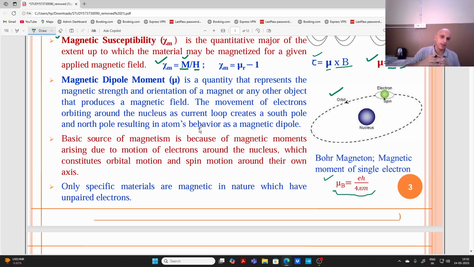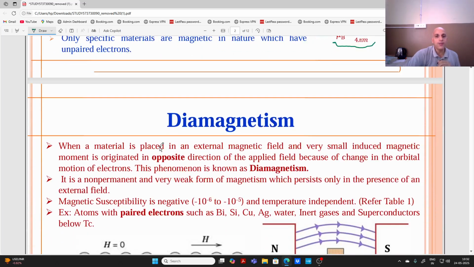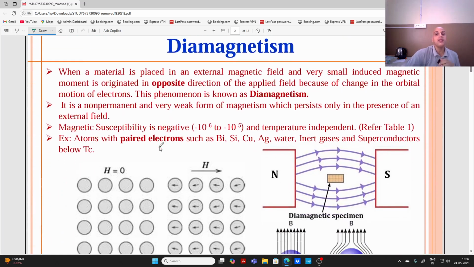But if the atom has unpaired electrons, it means the atom will definitely have some magnetic dipole moment. So in case of diamagnetism, it is shown by those materials in which all the electrons are paired. They don't have any unpaired electron, right? It is a non-permanent and very weak magnetism which persists only in the presence of an external field.